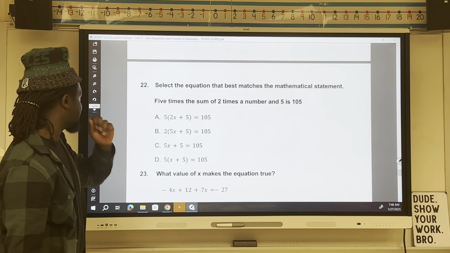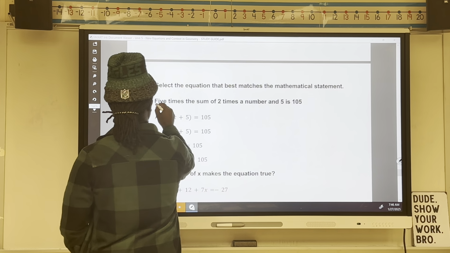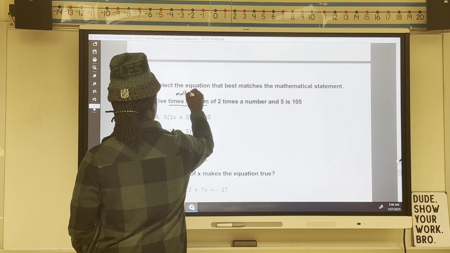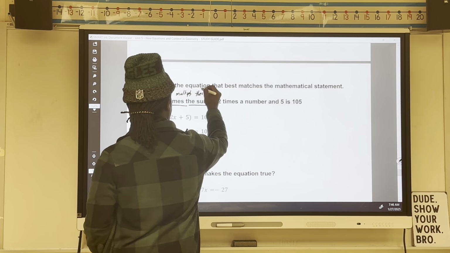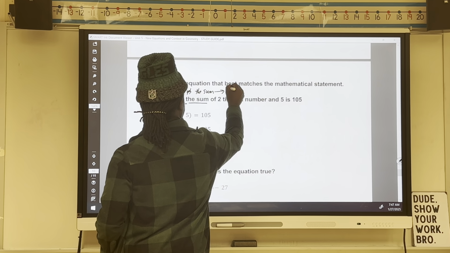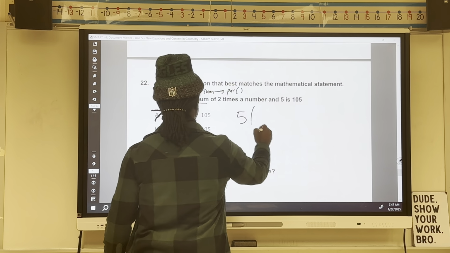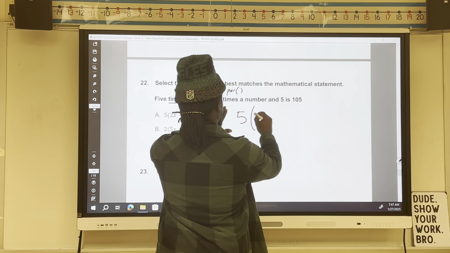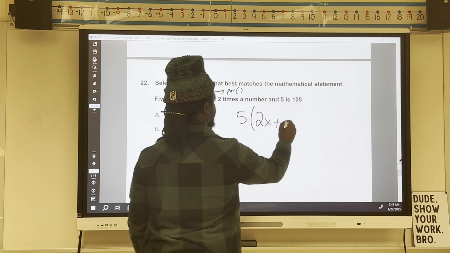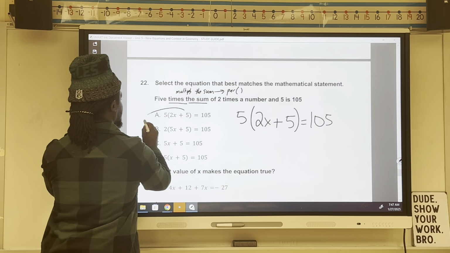Question number 22. Select the equation that best matches the mathematical statement. 5 times the sum. Whenever I'm multiplying times the sum, that means I have to put parentheses. So 5 times the sum of 2x and 5, so 2x and a number. Again, sum is adding. And so my answer is A.